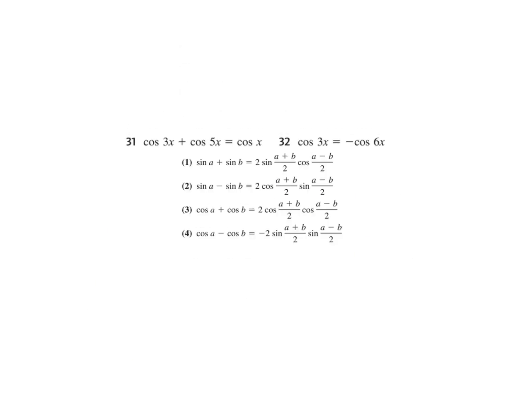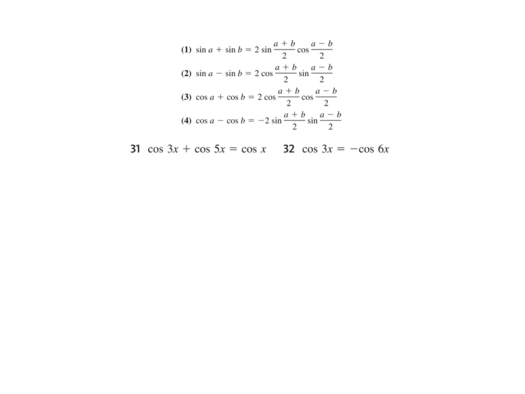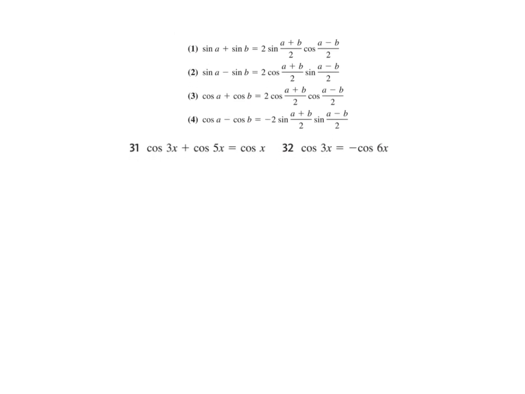Number 31. Let's rearrange a little bit here. Before we move this cosine over, we should go ahead and do this cosine plus cosine, which is number 3. So 2 cosine of 3 plus 5 is 8x over 2 is 4x, times the cosine of 3 minus 5 is negative 2 over 2 is negative 1. But again, the negative on the angle doesn't mean anything for cosine. Equals cosine of x. So now we'll move the cosine over.